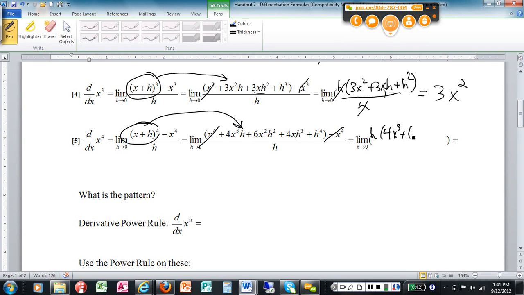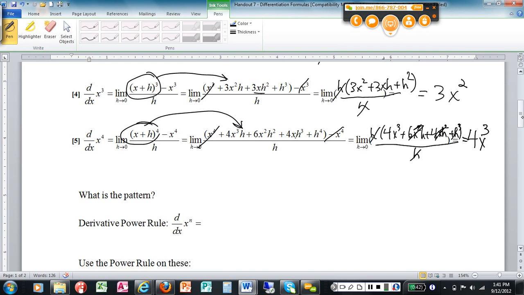6h squared h. So h comes out. 4x h squared. Almost had enough room there. And h to the third. Okay? On top, over h. The h's cancel. h is going to 0, so that goes to 0, that goes to 0. It's 4x cubed.